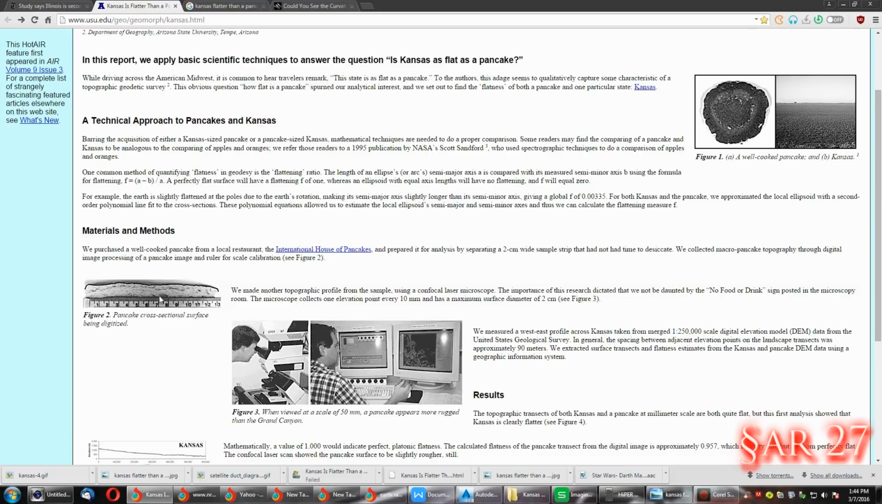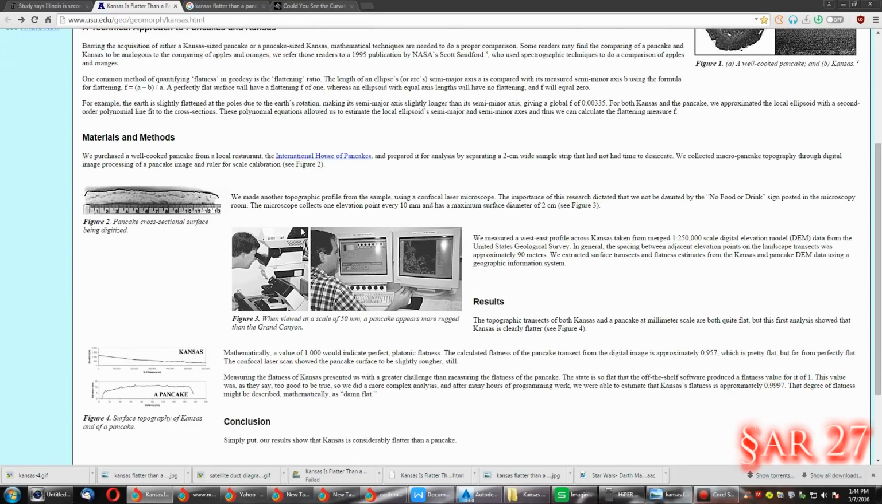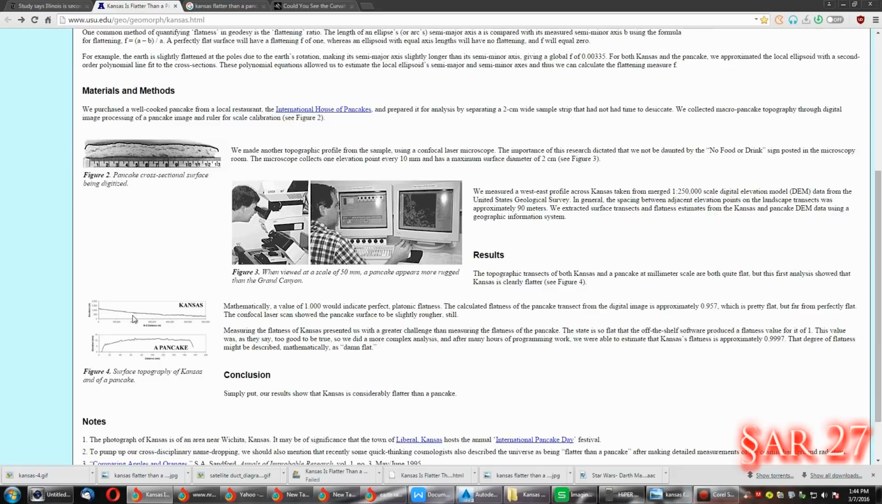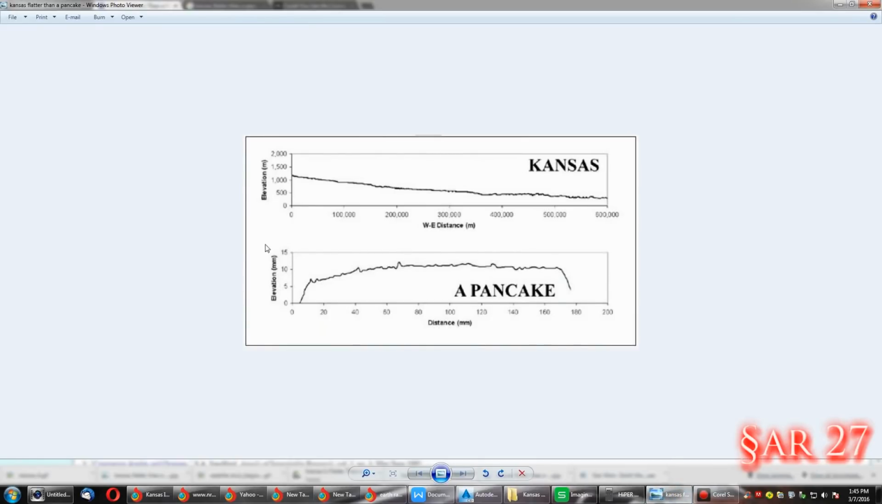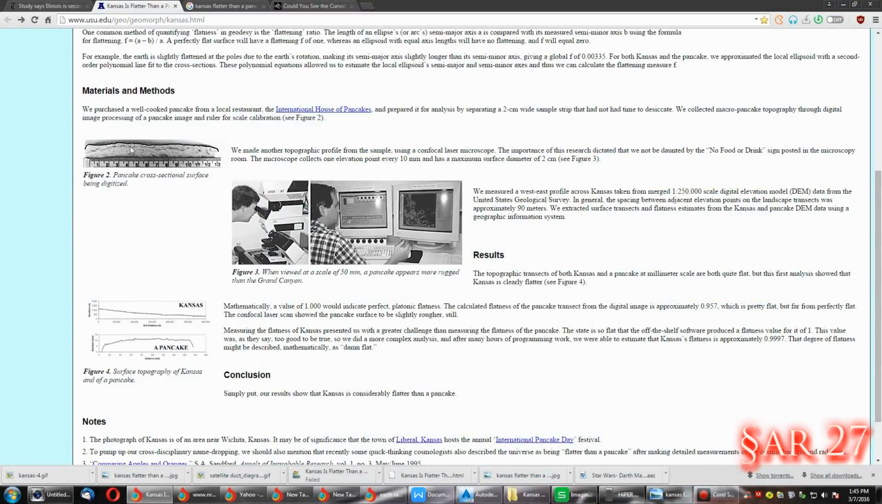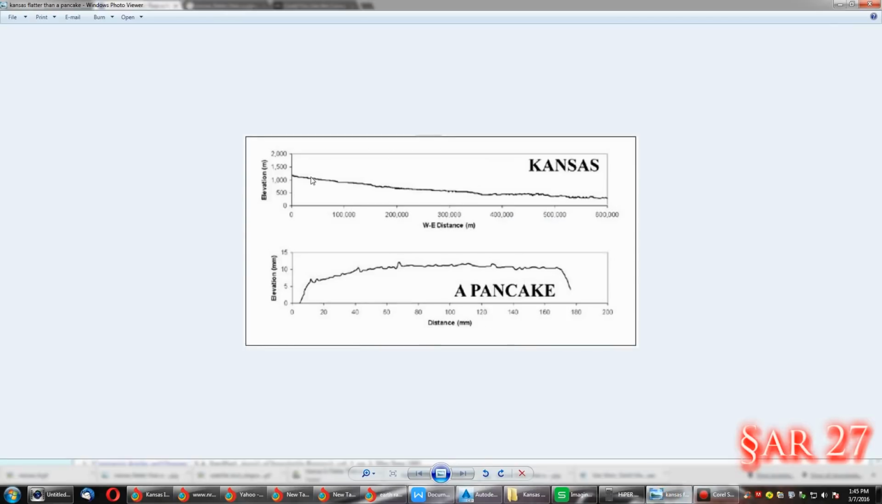You can see here from the side, the figure 2 pancake cross-section surface being digitized. They digitized the pancake and found that Kansas, through that, was flatter than a pancake. Now I made this diagram a little bit bigger because it's pretty small there. You can see that here's the pancake, the digitization. Here it is, digitized pancake, and what they did with Kansas. So it's flat.